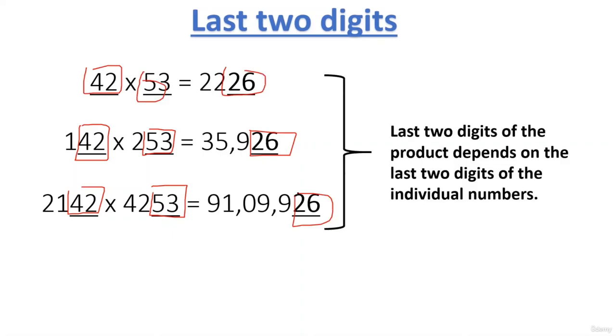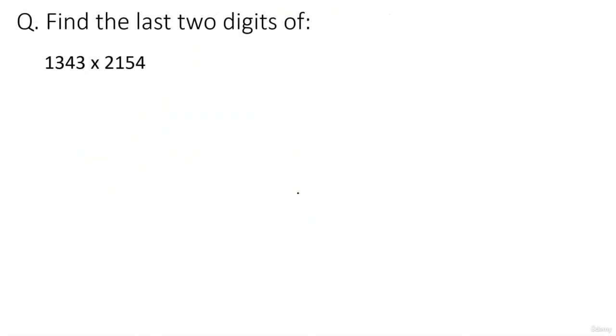Again, just like the last digit, we learned one more thing here: that the last two digits of the product depend on the last two digits of the individual numbers. So let's solve a few questions based on this. First one is 1343 into 2154. What will we do for this? Multiply the last two places directly. 43 into 54 gives you 2322, and the last two digits are 22.